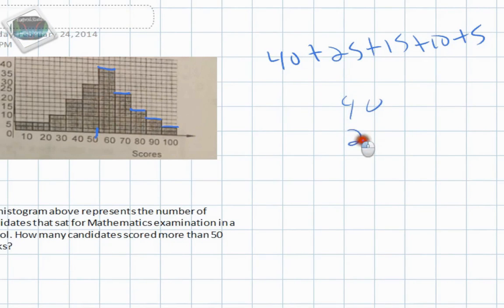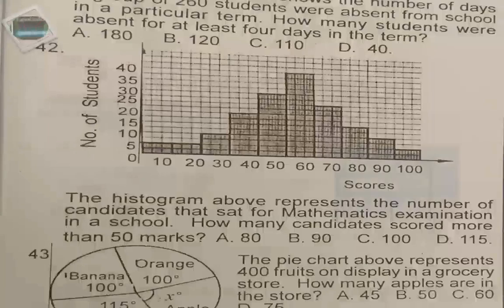I'm going to line them up so it's easier for me to add them. And so I'm going to see I have 5, 10, 15 here. And 4 plus 1 is 5. Then 7, 8, 9. Okay, so we have 95 that scored more than the 50 marks. And when you're looking at your options, actually for this one, you're going to see that that's not an option. And so you would just leave it as it is.